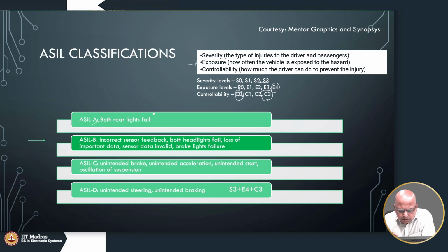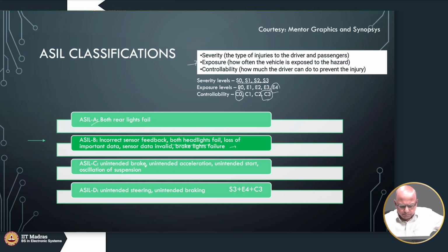Whereas the other one is incorrect sensor feedback, meaning the sensor is giving wrong inputs, or also both headlights fail, loss of important data, sensor data invalid. Okay. Brake lights failure. All these are considered ASIL B. A little bit more severe.